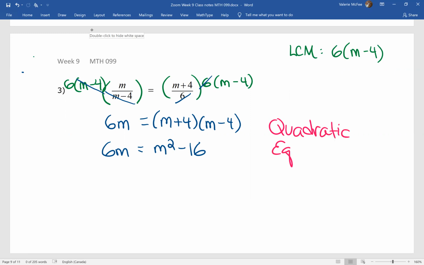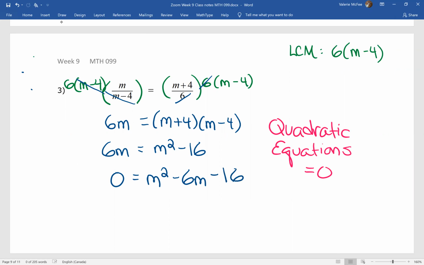And the only way that we've talked about solving quadratic equations is by factoring. And we said before you can factor, it has to equal 0. So I'm going to subtract 6m from both sides. Why don't you pause the video and finish this question? That means you needed to factor.